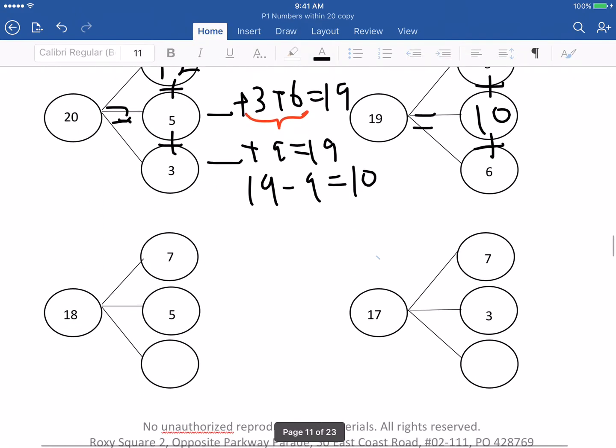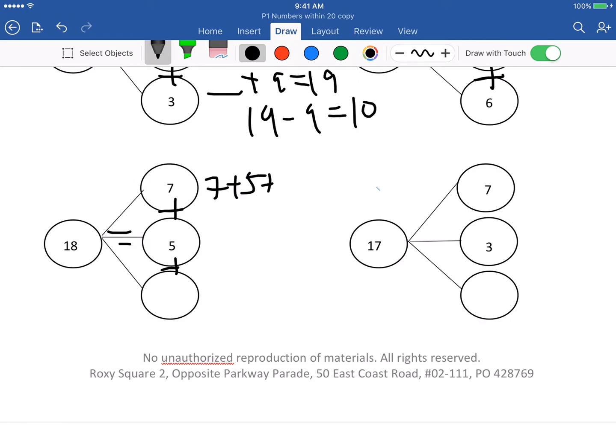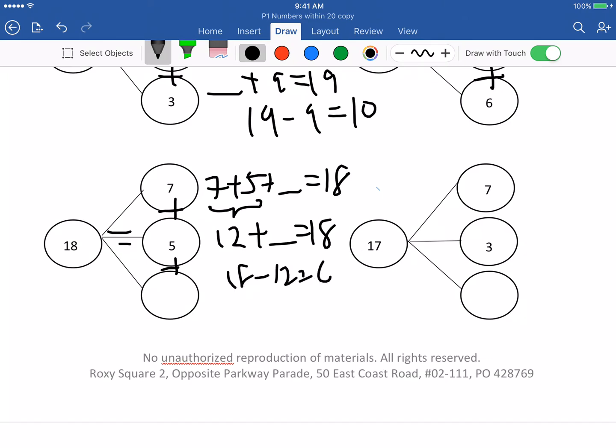Okay, so we scroll up. The last two examples, same concept. So 7 plus 5 plus blank is actually equal to 18. So what's 7 plus 5? 7 plus 5 is actually equal to 12. So 12 plus what is equal to 18? It's actually 18 minus 12, which is equal to 6.